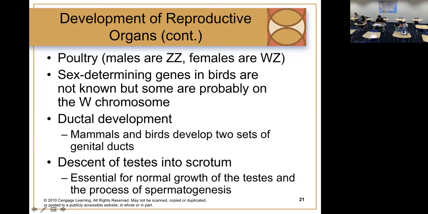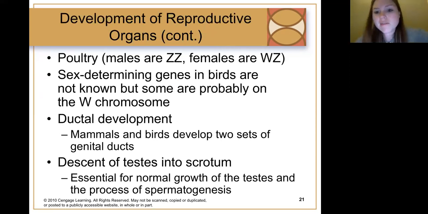Again, poultry have to be strange, and their system is similar, but it's a little bit backwards. Poultry males use W and Z. I don't know why they can't use X and Y like everybody else. The males are actually the ones with the two Z's, and the females are WZ. Remember in mammals the sex determining gene is on the Y chromosome. It's not known in poultry, but given how they're set up with the ZZ and the WZ, similar to the Y, it's kind of assumed that it's probably on the W chromosome.